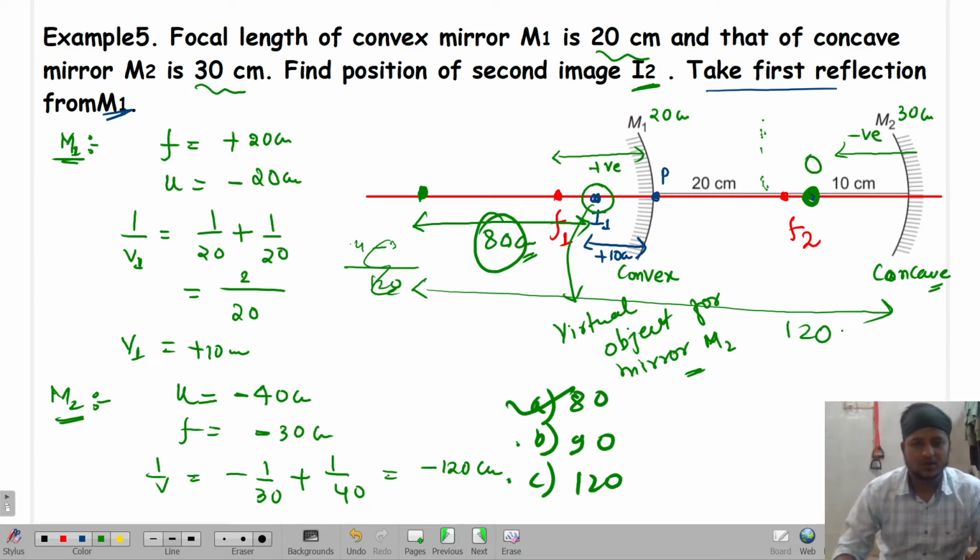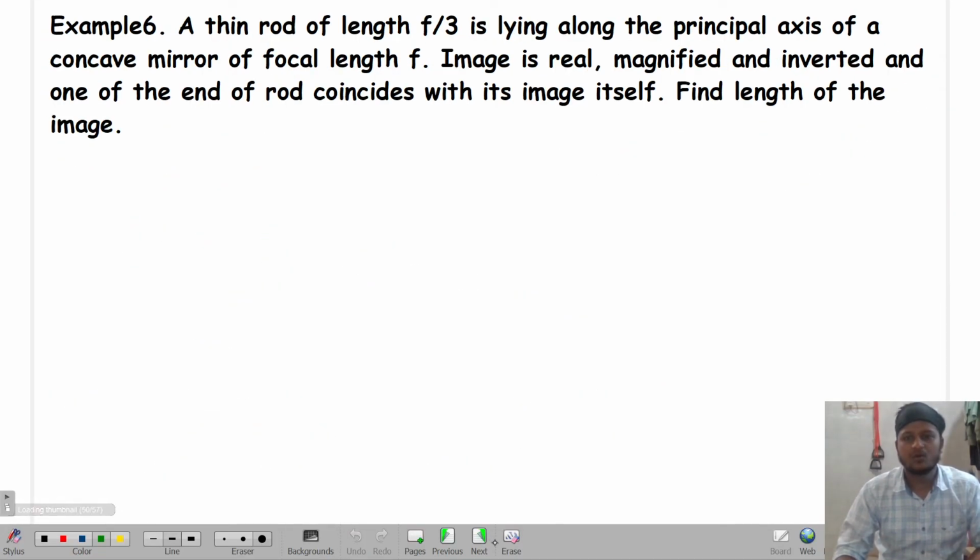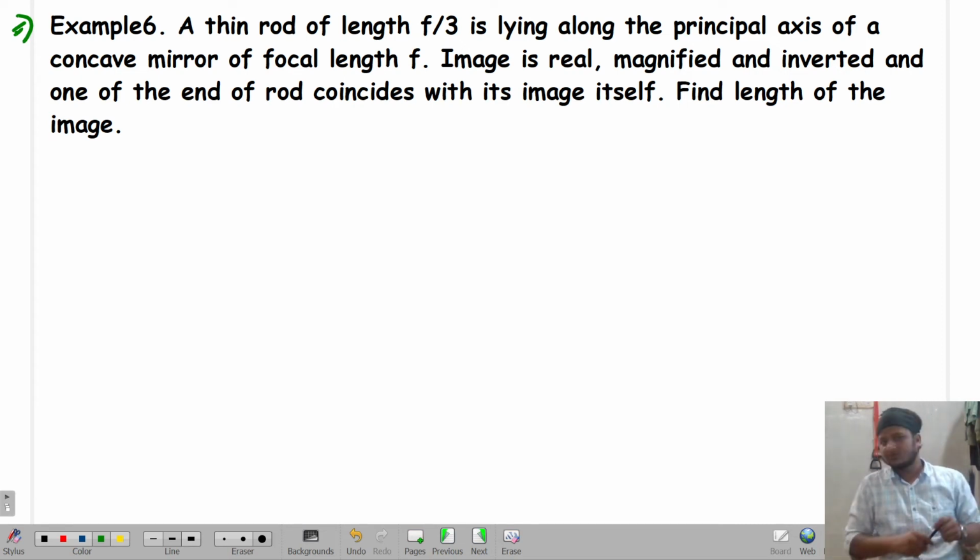Okay, now based upon this, can you solve the last type of problem? Example number 6. It is really easy.